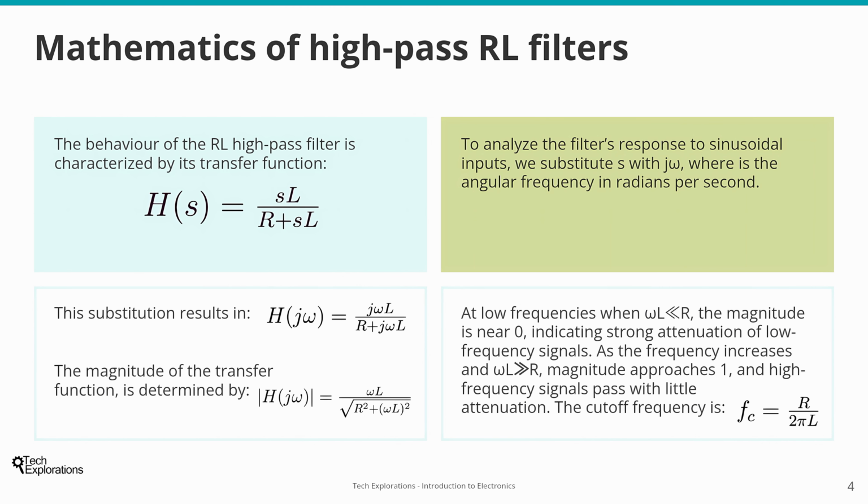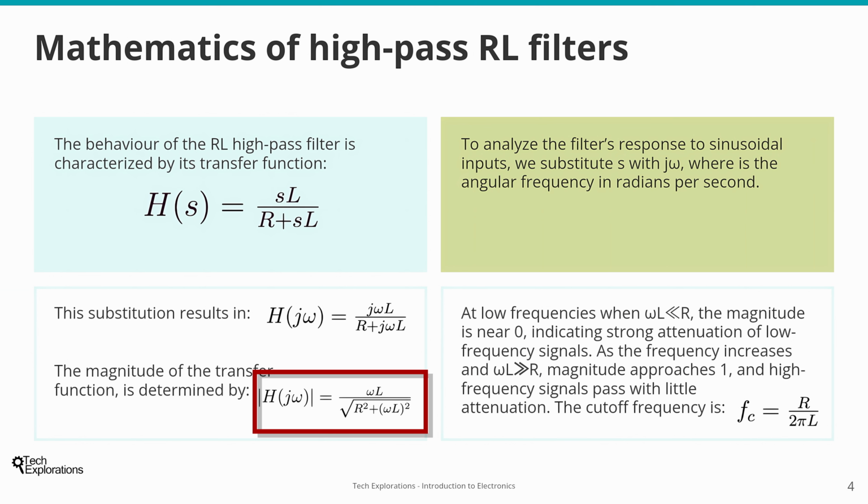So the behavior of the RL high-pass filter is described by this transfer function. Substituting here the complex frequency s with jω, where again ω is the angular frequency in radians per second, then the transfer function becomes like this. The magnitude of the transfer function, which represents the filter's frequency response, is given by this formula.